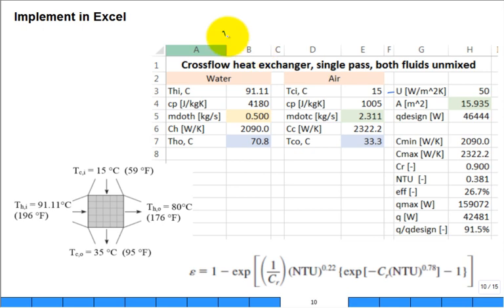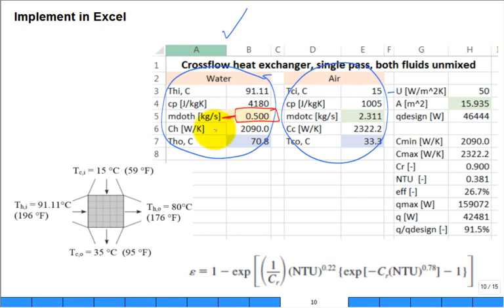So I set it up in Excel. You could set it up in Excel. You have just parameters associated with water, parameters associated with air. What we're going to do is come in and change the mass flow rate of that water. We're going to start cutting it and then re-solving this problem in Excel, and then plotting the results.